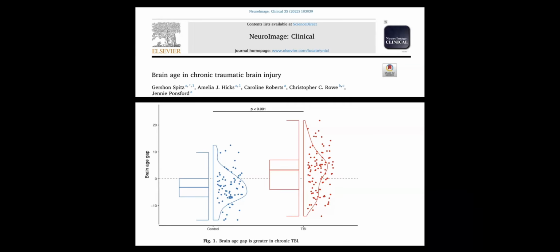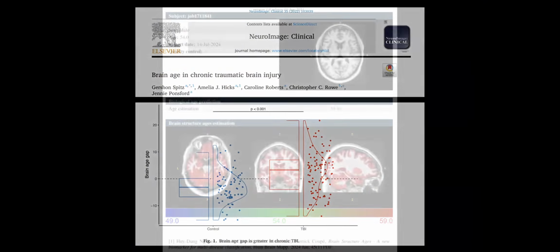And it is elevated in chronic traumatic brain injury, as noted in this paper from 2022. And it's noted particularly as greater in chronic traumatic brain injury. So why is that important? Why is it important to know about brain age and accelerated aging? Well, because age is the biggest risk factor for Alzheimer's disease and neurodegenerative conditions. So if there are problems that are accelerating brain aging, such as traumatic brain injury, we should know about that for individuals who have these conditions.